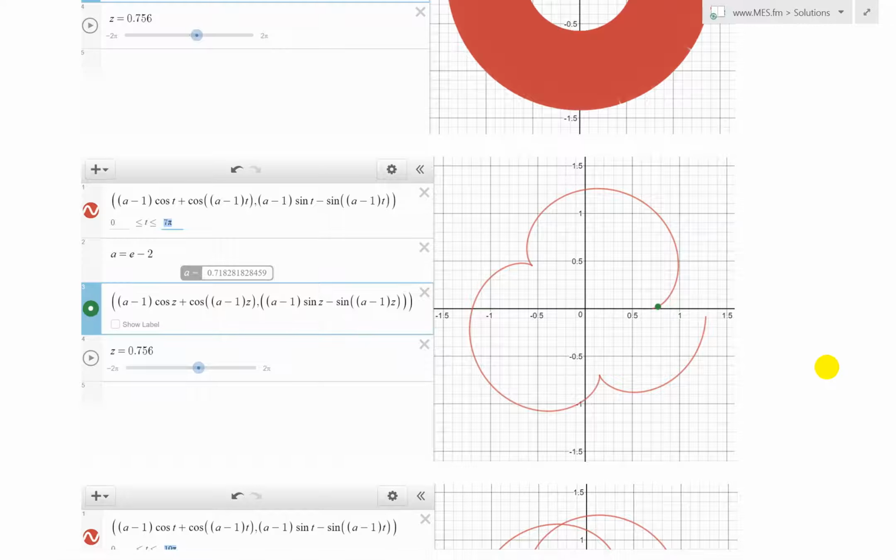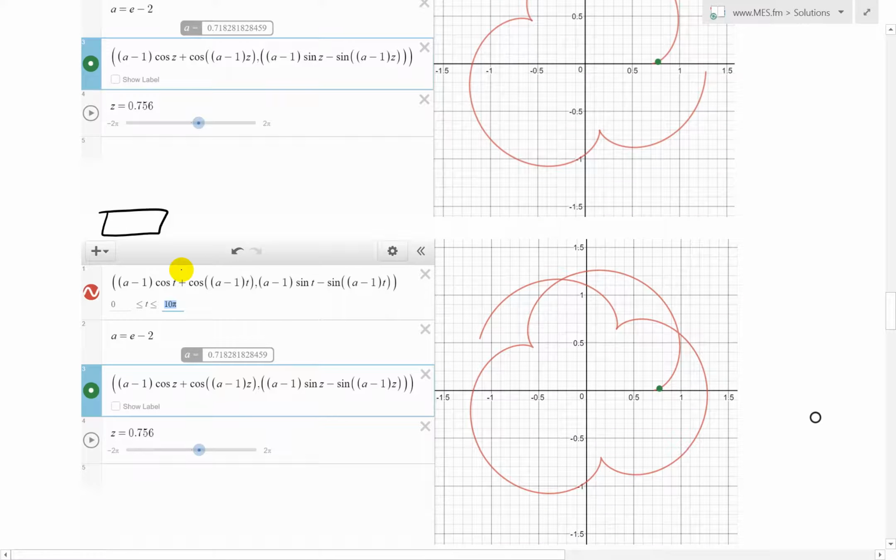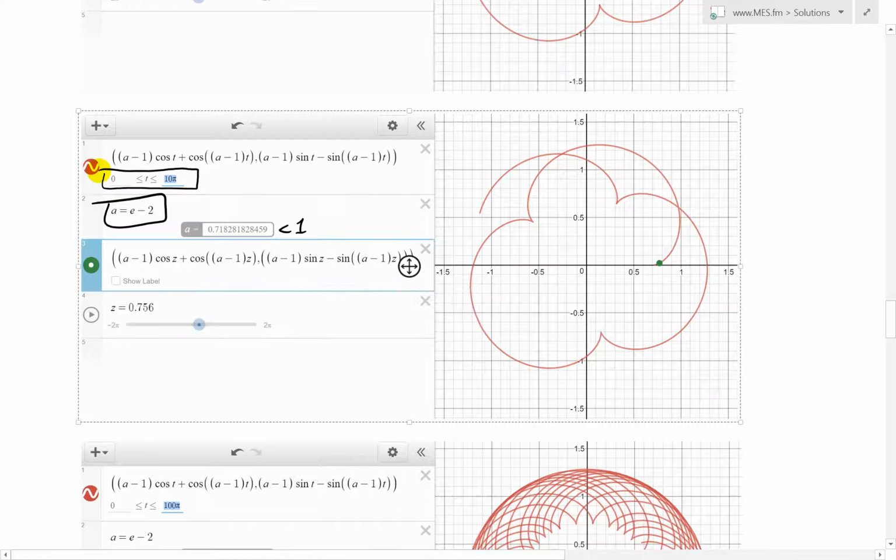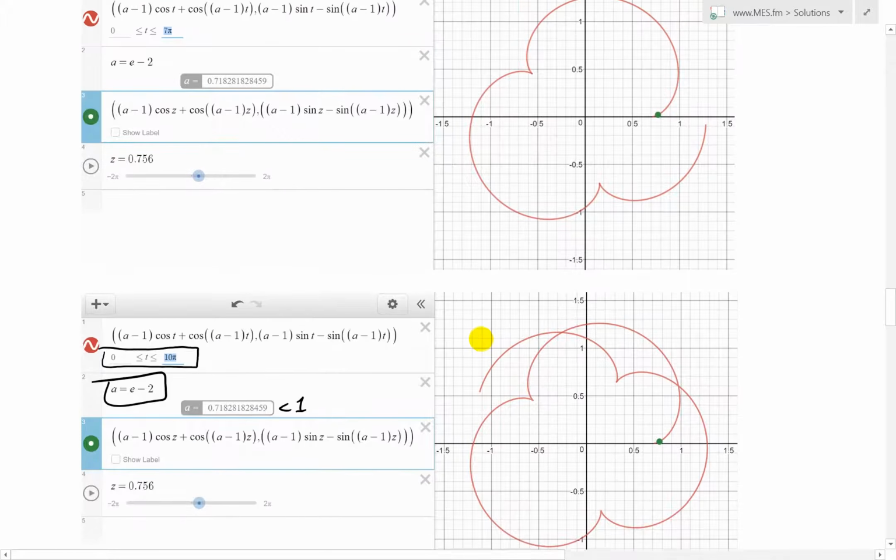So I've screenshotted it, and this one is for a equals e minus 2, like that. That's for a equal to e minus 2, which is 0.718, where this is less than 1. Keep that in mind, because I will be changing some stuff. This is from 0 to 10 pi.